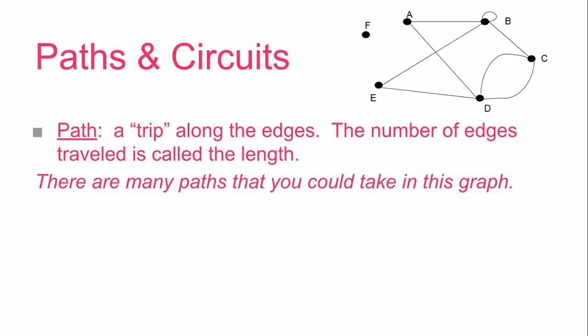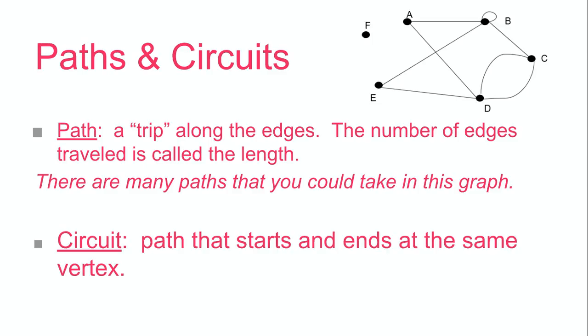The second definition that you need is a circuit. A circuit is a path, but it has the same start and end point. It's going to start and end at the same vertex. So a circuit would be a circuit from A back to A. So I could go A to D to C, B, back to A. That would be a length of 4. I could do A to B to C to D, back to A. That would also be a length of 4.